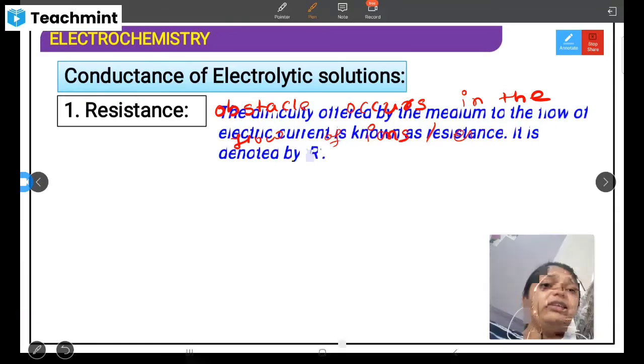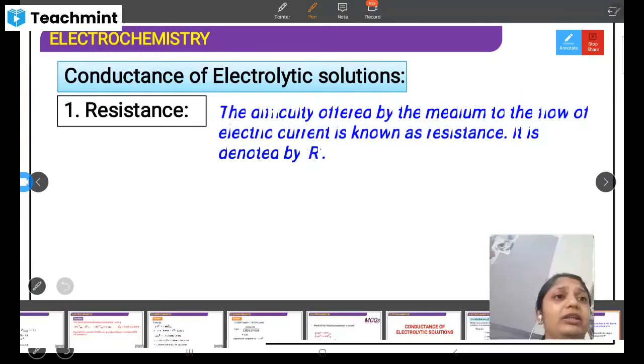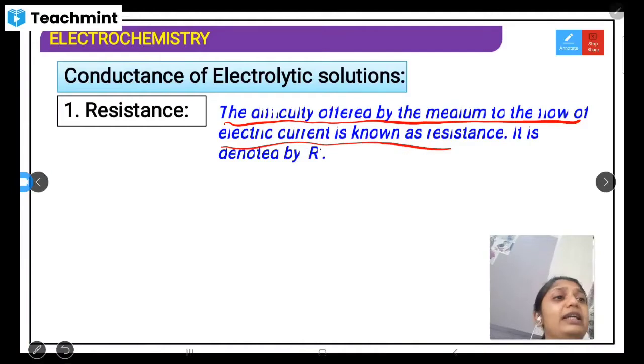Which symbol denotes resistance? Omega, capital R. So students, see the definition. Difficulty offered by the medium to the flow of electric current is known as resistance. This is another definition. You can remember any one of these two.